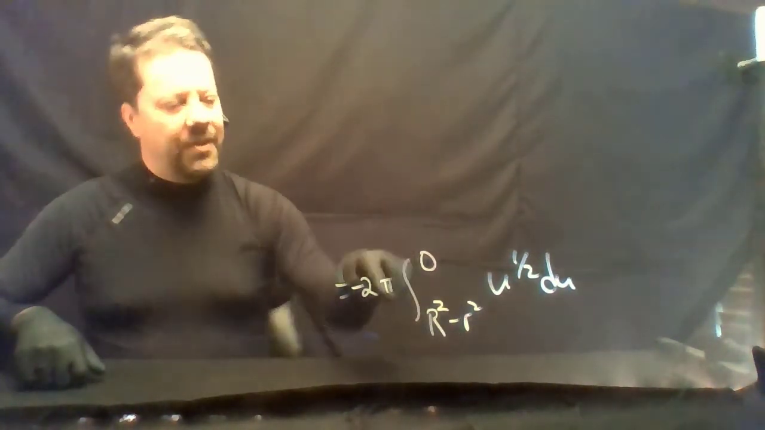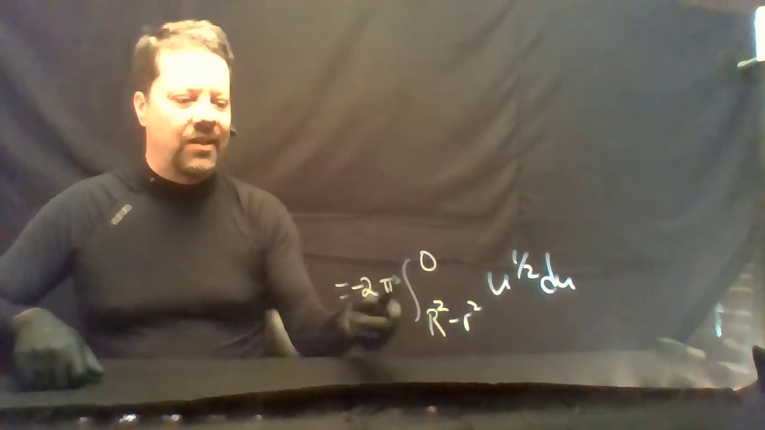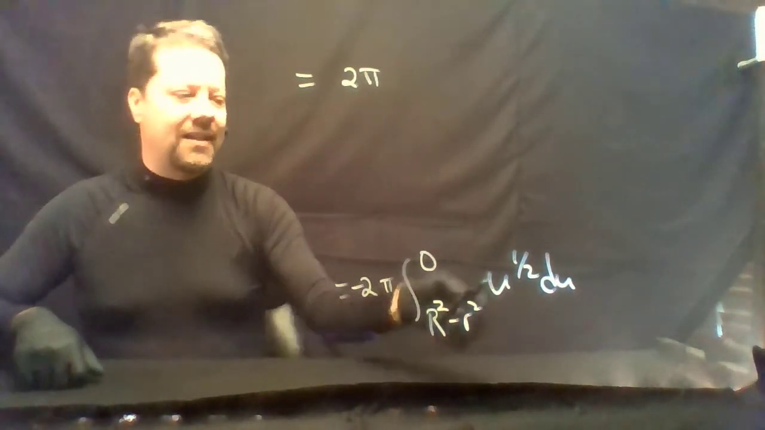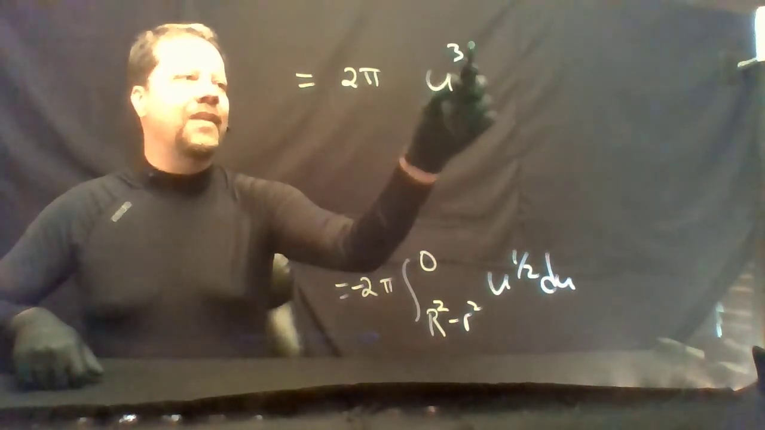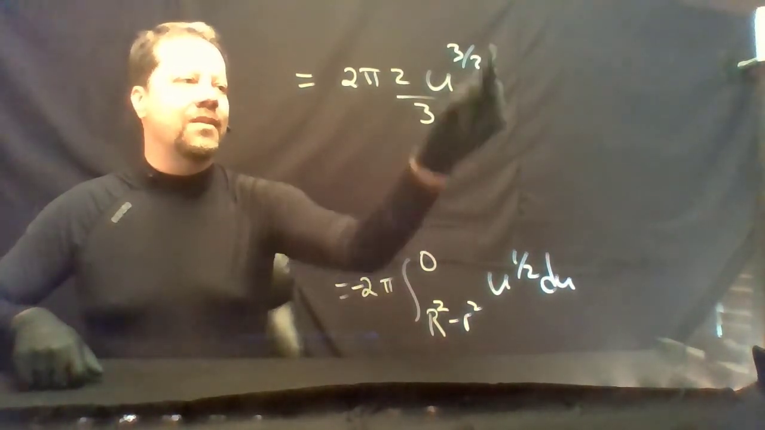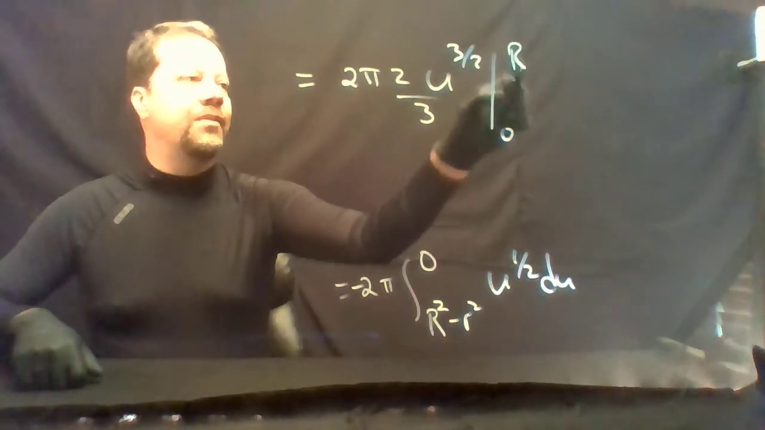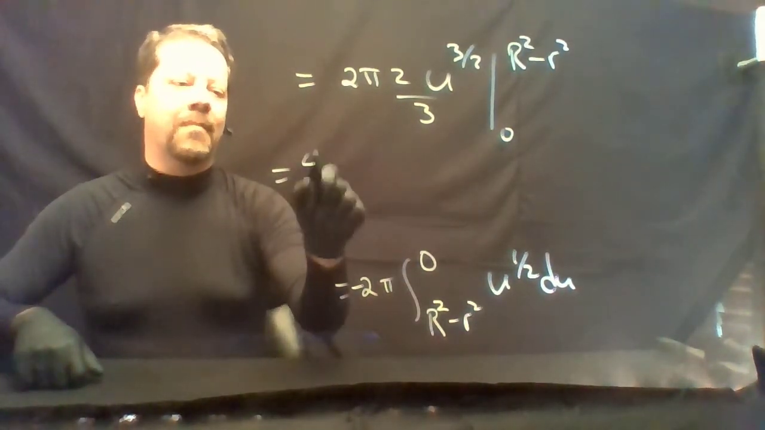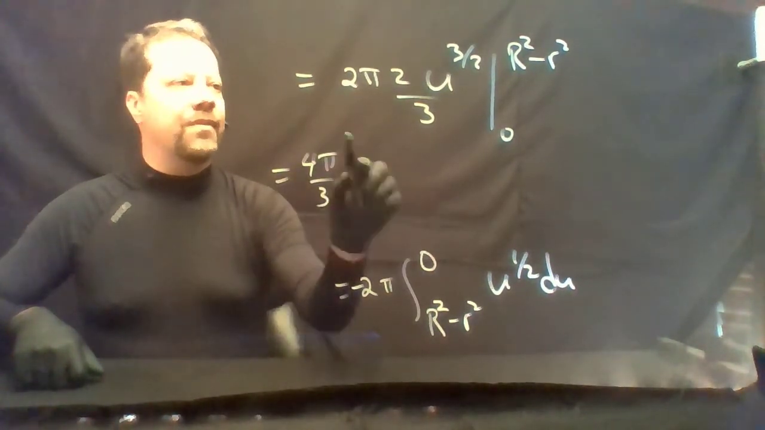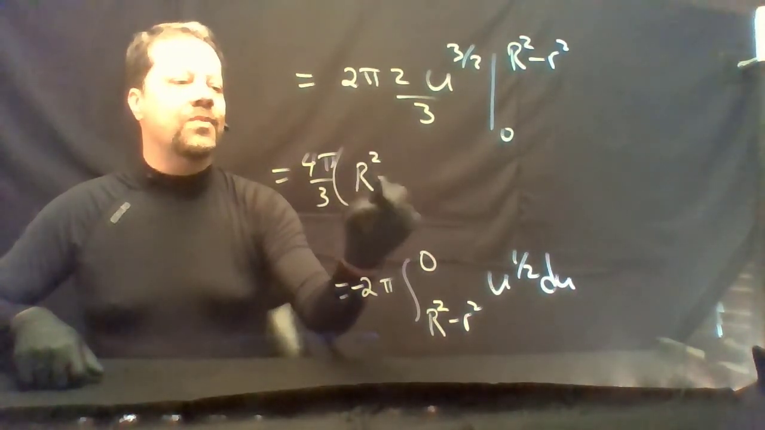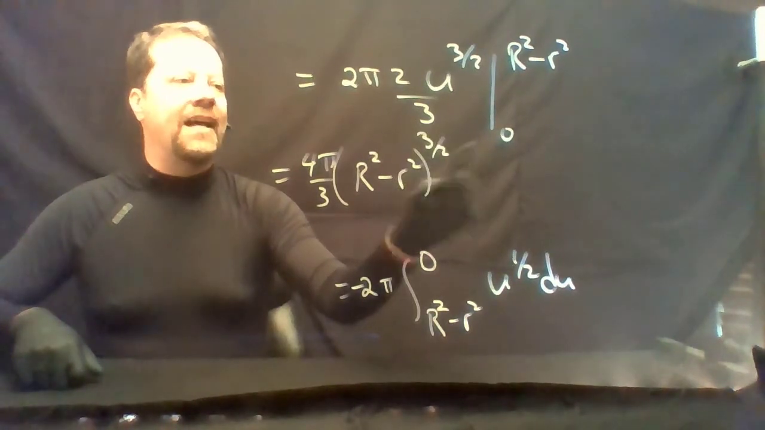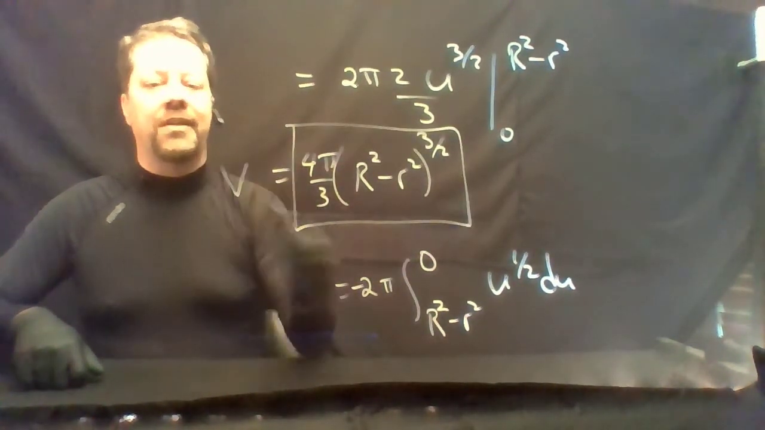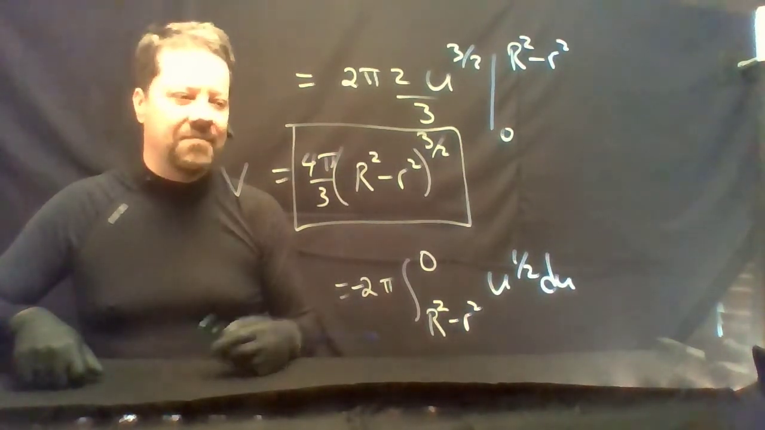We'll reverse the order of the limits of integration as we go. When you do, you'll get rid of the minus sign. We're going to have u to the 3/2 times 2/3, and we're evaluating from 0 to big R squared minus little r squared. That gives us 4/3 pi times R squared minus little r squared to the power of 3/2 minus 0. So there's your volume of the drilled sphere.